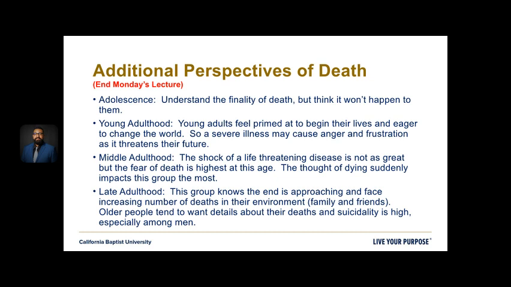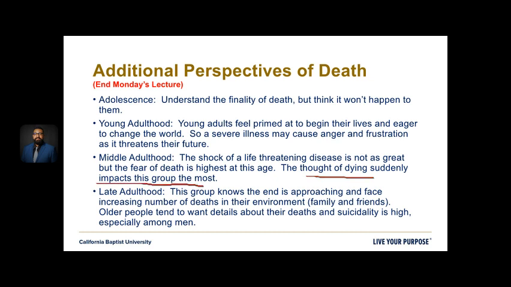Now, in middle adulthood, the concept of death starts to change a little bit. It can actually shock individuals, a life-threatening disease. There's not necessarily a great fear of death at this age, but the thought of suddenly dying impacts this group the most.